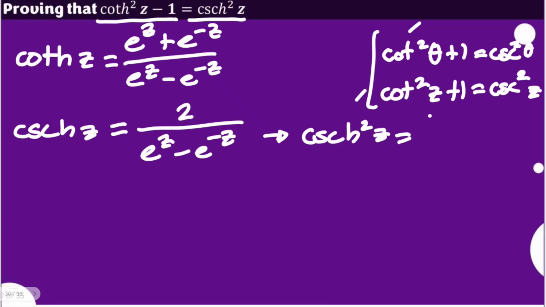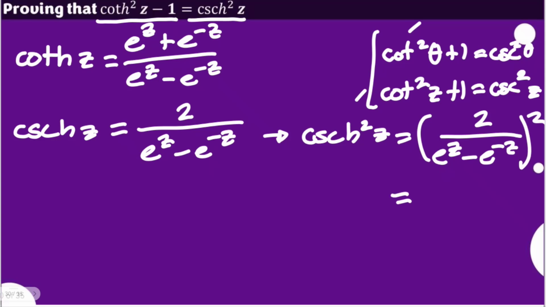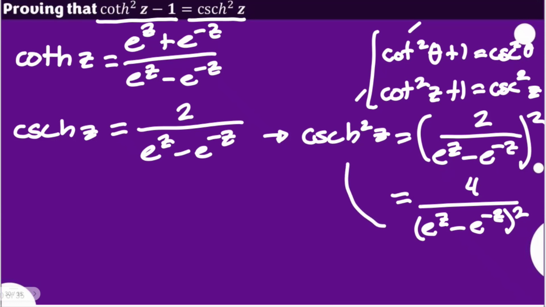So it could be written in this manner: 2 over e to the power of z minus e to the power of negative z, and you square that. We're doing this so that we know what our goal is. If we could arrive at the form of 4 over this denominator, without specifically expanding it, we would arrive at an equivalent form, and we are sure that our identity is really true. So our goal is this form here, and that is when we are going to start.